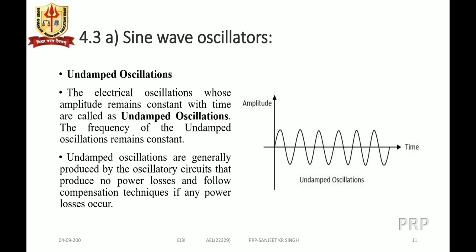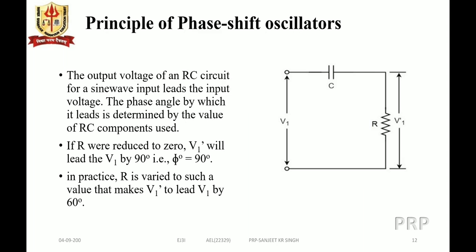Undamped oscillations. The electrical oscillations whose amplitude remains constant with time are called undamped oscillations. The diagram on the right hand side shows the undamped oscillation. The frequency of the undamped oscillations remains constant. Undamped oscillations are generally produced by the oscillatory circuits that produce no power losses, or follow compensation techniques if any power losses take place.